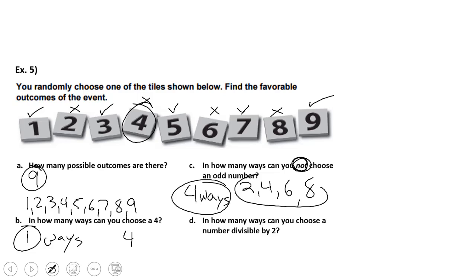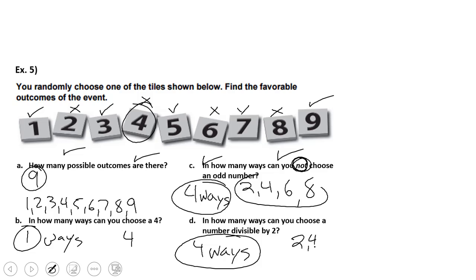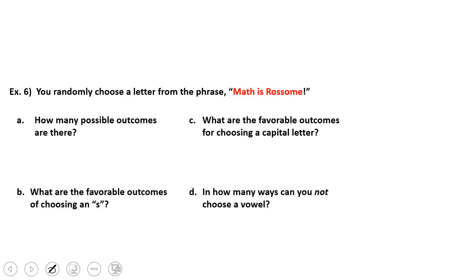And in D, in how many ways can you choose a number divisible by 2? Well, what numbers are divisible by 2? Let's see. 2 is divisible by 2, and so is 4, so is 6, and so is 8. The other ones are not. So again, there's 4 ways to choose a number divisible by 2, and those numbers are 2, 4, 6, and 8. That's just the way it is.